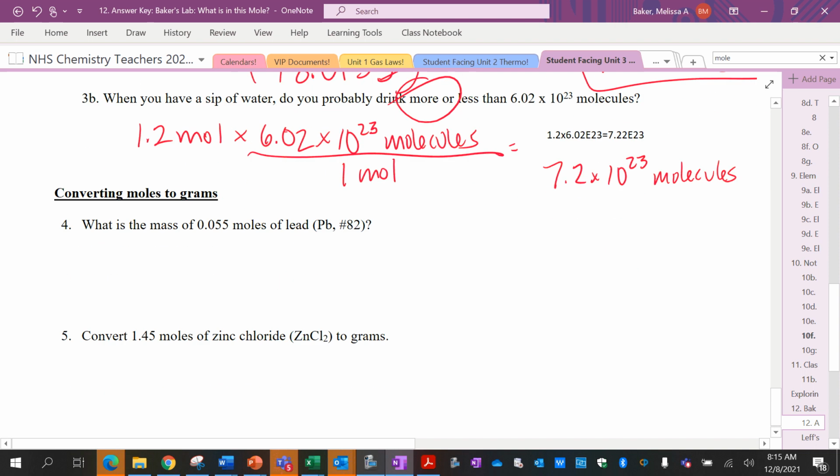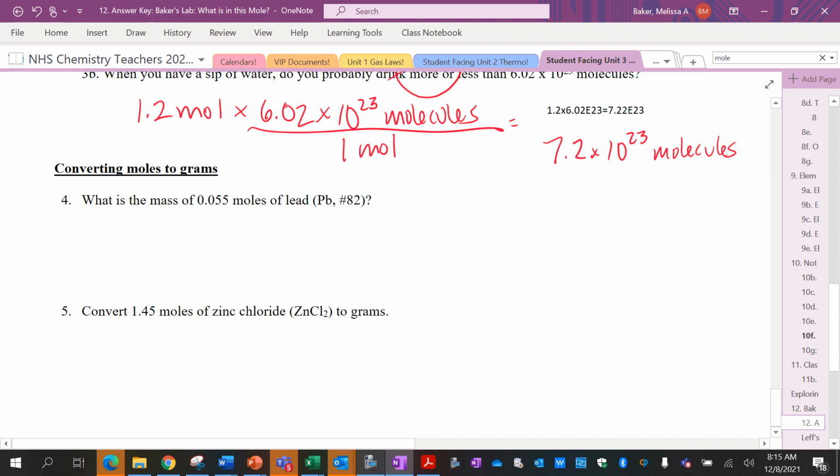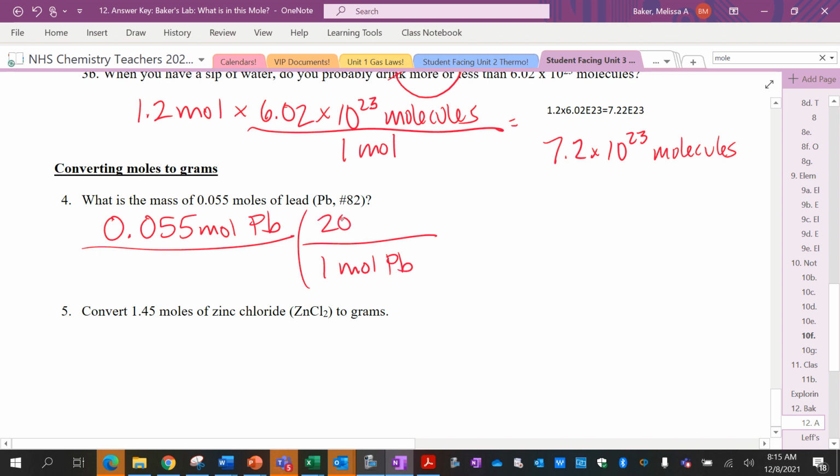Okay, then let's do the reverse. What's the mass of 0.055 moles of lead? Well, we know 1 mole of lead from the periodic table is 207.2 grams. So we're going to multiply across the top. 0.055 times 207.2. Two significant digits, 11 grams of lead.